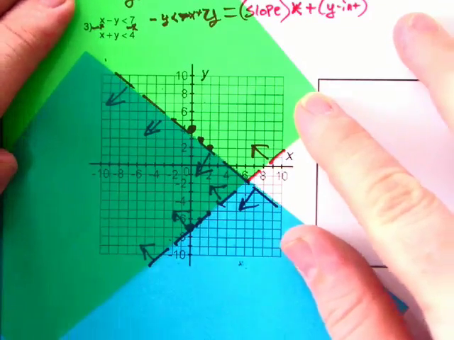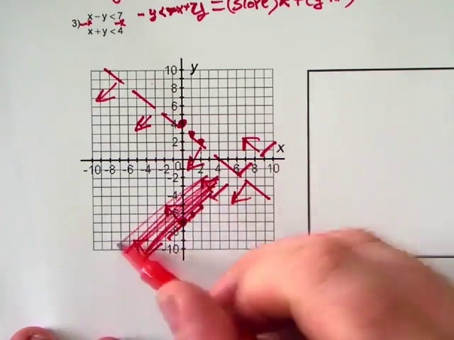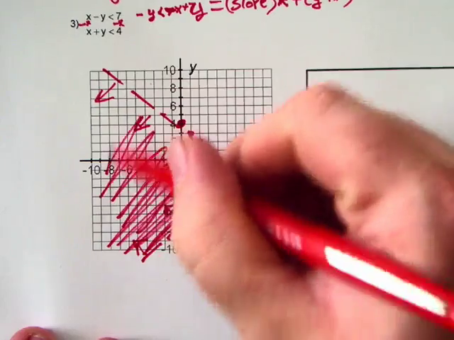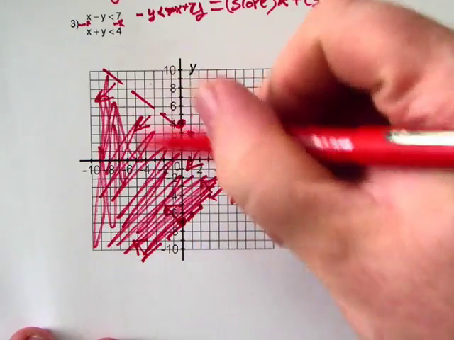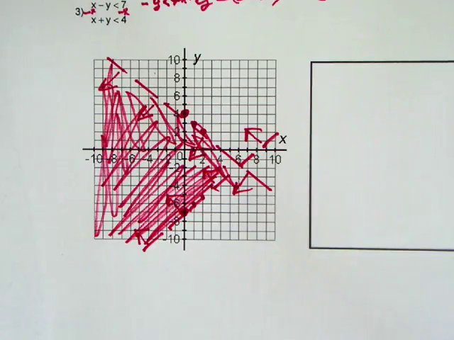Where the two colors cross, we can say, hey, everything inside of this shaded area here would solve that system of inequalities. Okay, so there's some ideas on how to do it. Hopefully that helps. Let me know if you have any more questions.